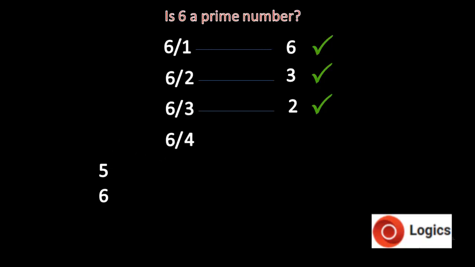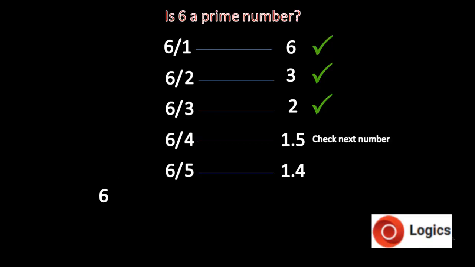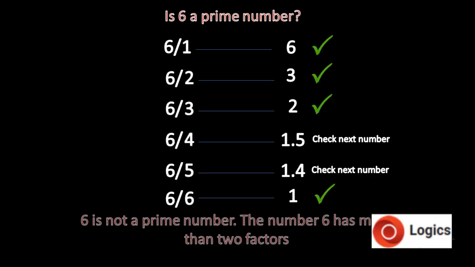Let us check if 6 is divisible by 4 or not. No, 6 is not divisible by 4, as it turns out as a fraction. Let's check the next number. Let us check if 6 is divisible by 5 or not. No, 6 is not divisible by 5, as it turns out as a fraction. Let's check the next number. Let us check if 6 is divisible by 6 or not. Yes, 6 is divisible by 6. 6 is not a prime number, as it has 4 numbers as factors.